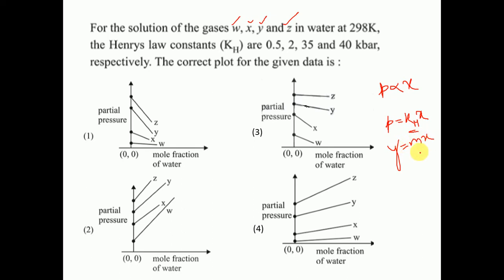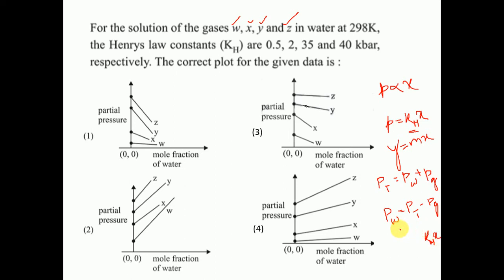Okay, so if we consider the total pressure, it will be equal to the partial pressure of the liquid, that is your water, plus the partial pressure of the solute or the gas, W, X, Y and Z. Now if we write it in terms of the partial pressure of water, we can write P total minus P of gas, fine. So P of gas can be written as KH multiplied by X, fine.